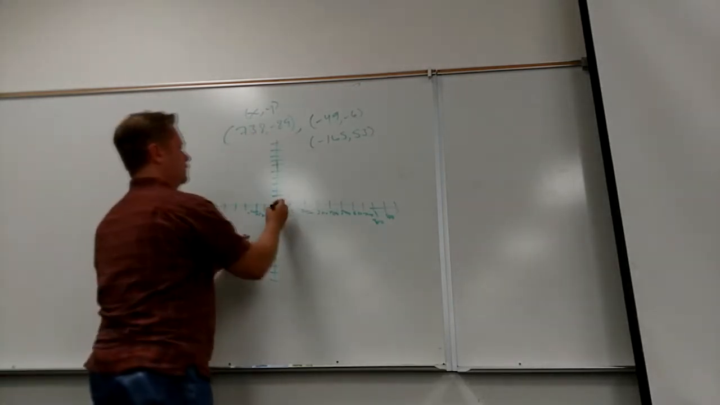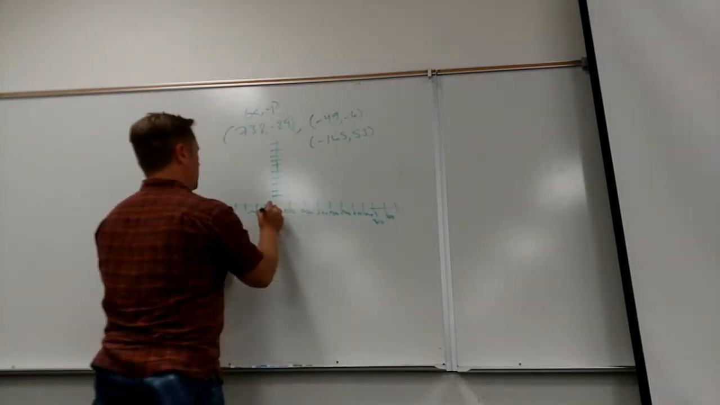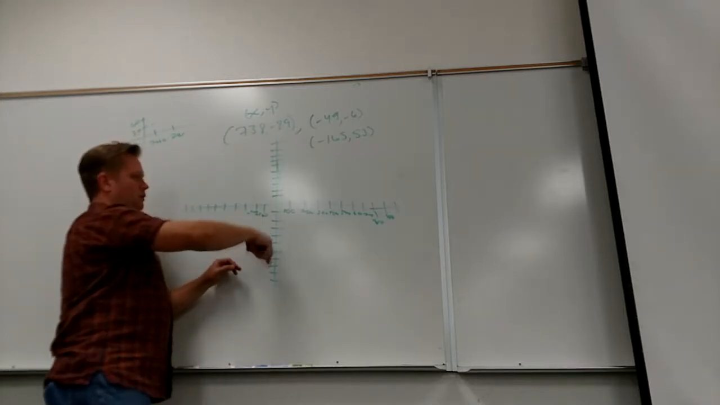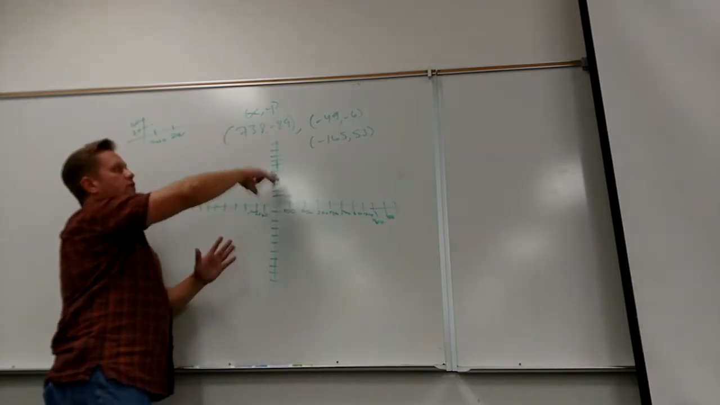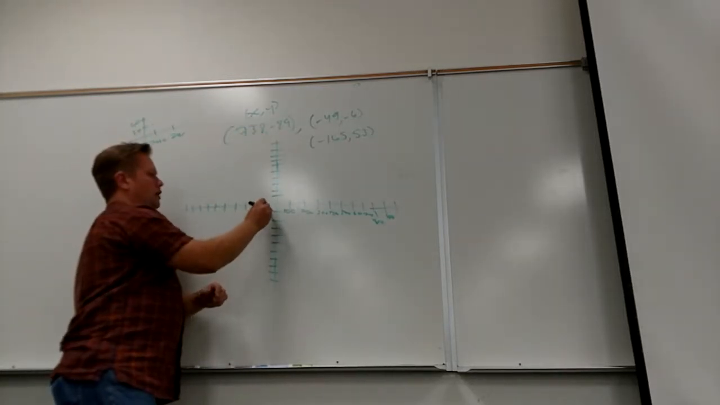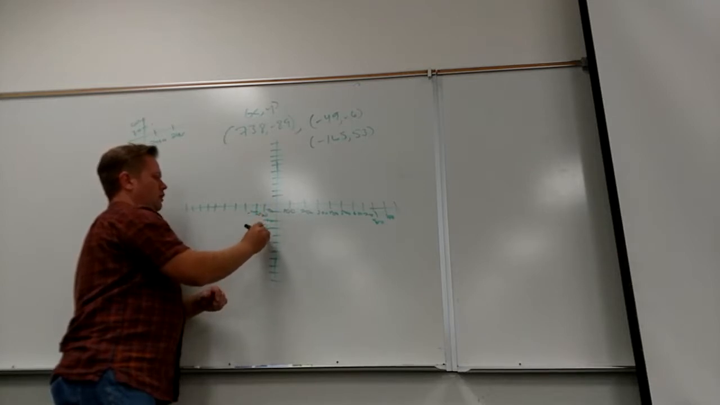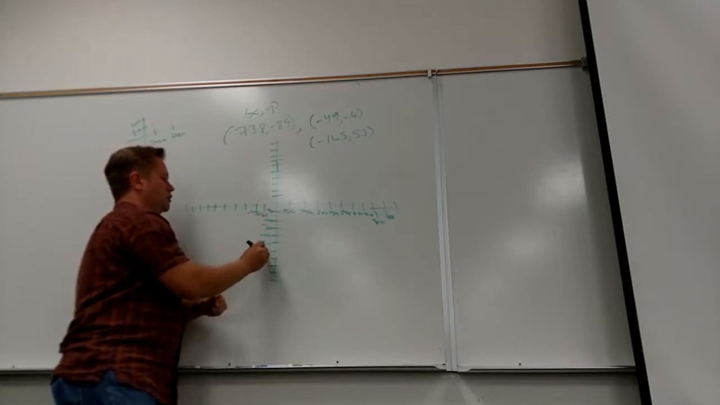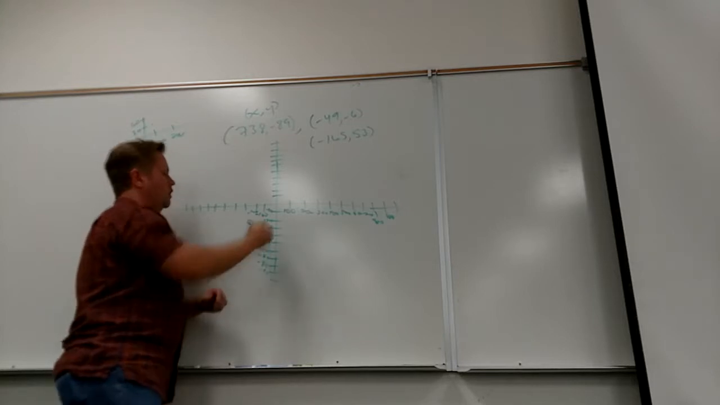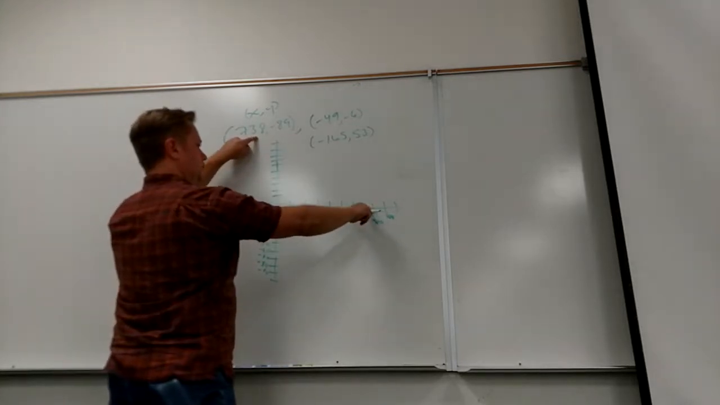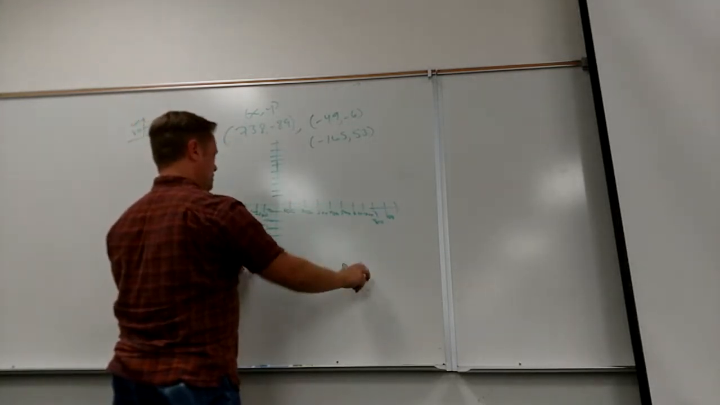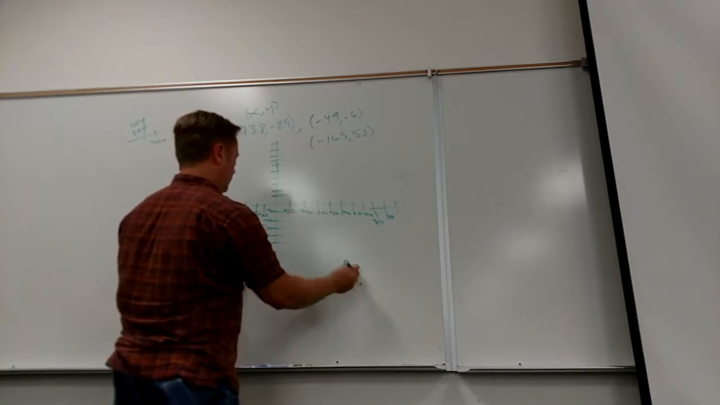So now I can find 738, negative 89. So what scale do you think I want to use here? Tens. Yeah, 10s would be nice. 10, negative 10, negative 20, negative 30, negative 40, negative 50, 70, 80, 90. So 738, negative 89 would be very roughly right there.